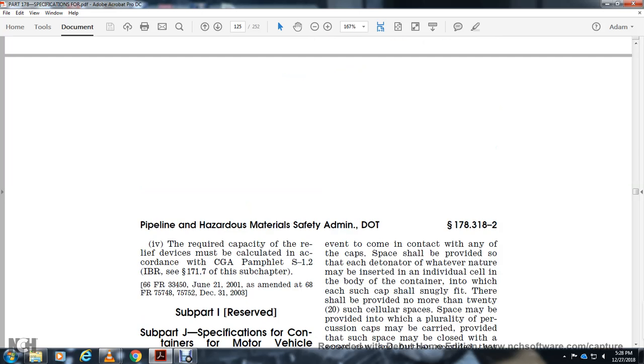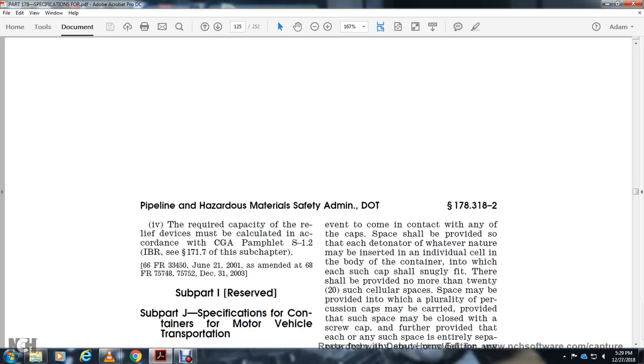The required capacity of the relief device must be calculated in accordance with CGA pamphlet S-1.2, subpart I, reserve subpart J, specifications for containers for motor vehicle transportation.